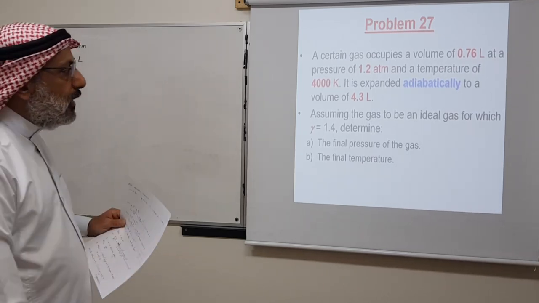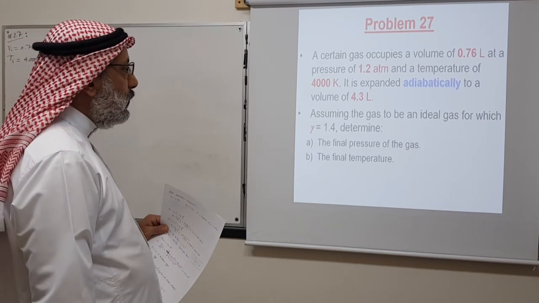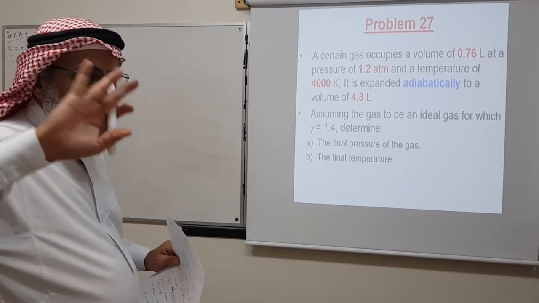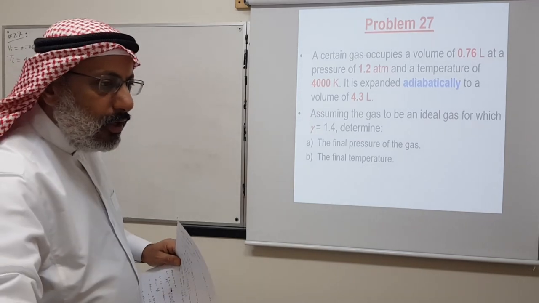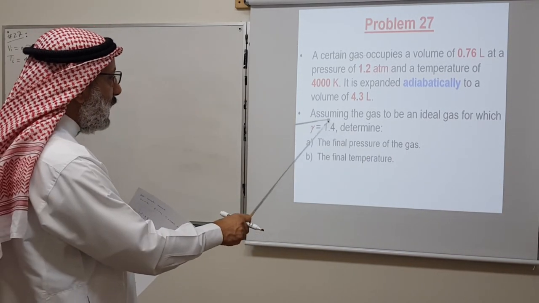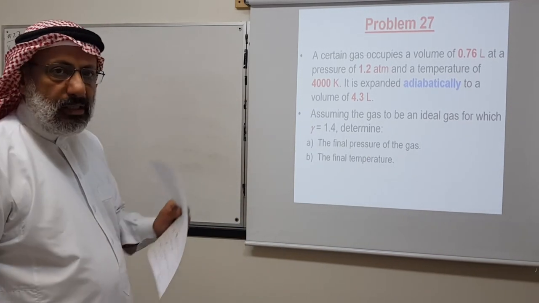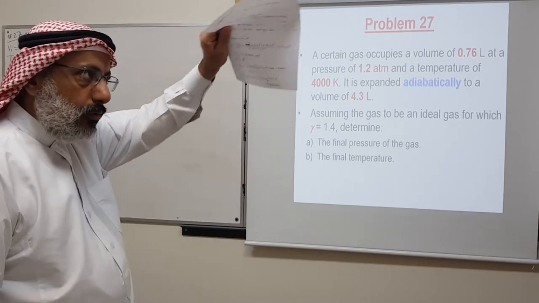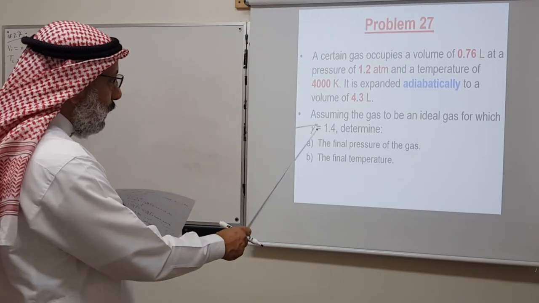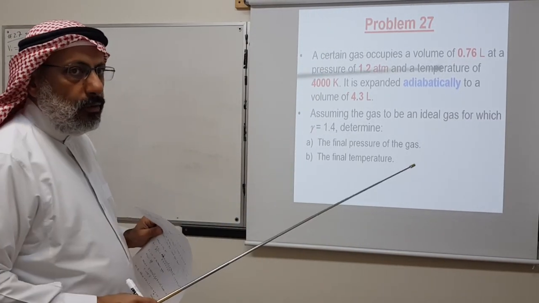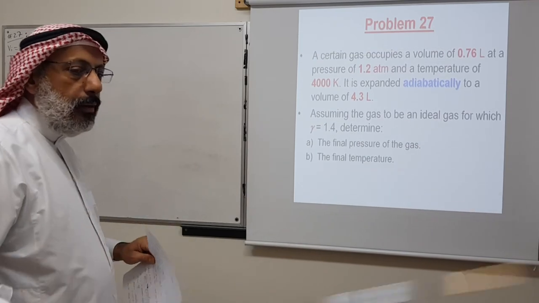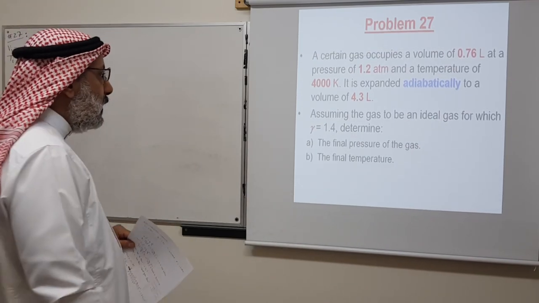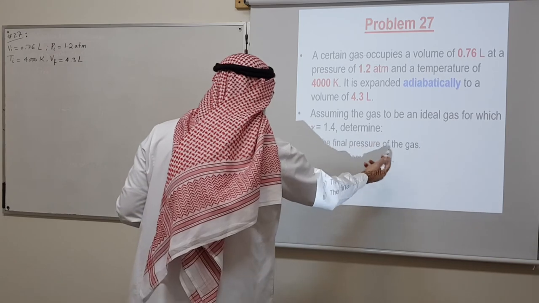Assuming the gas to be an ideal gas for which gamma is 1.4, just on the side, okay? Do we remember which gas has gamma 1.4? It's the diatomic gas. Go back to the table we had. 1.4 corresponds to a diatomic gas. This is just something we keep on the side. Determine the final pressure of the gas.